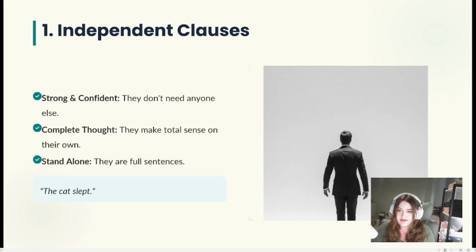First one being an independent clause. It's a strong, confident clause, essentially. It has a subject and a verb, and it expresses a complete thought. It can stand by itself as a complete sentence that makes sense. Okay, so the cat slept that we looked at before is an independent clause. It doesn't need any extra information to make it make sense.